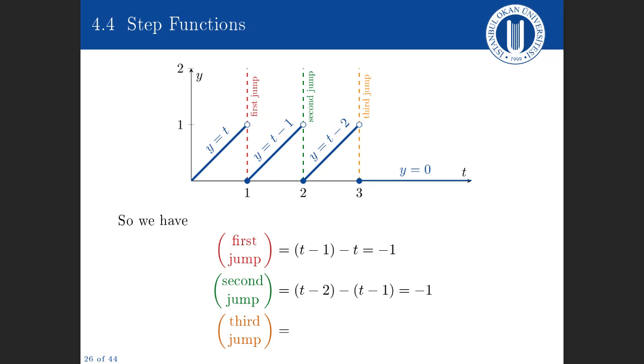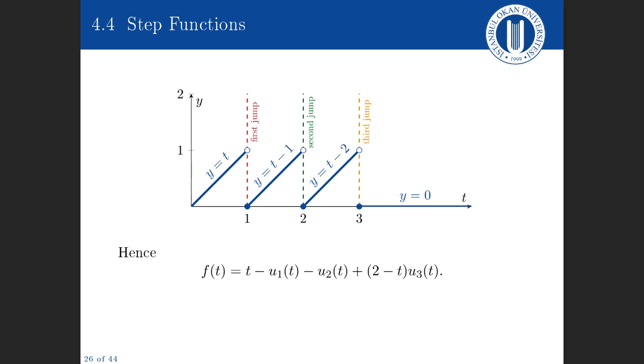Next, look at the third jump. Again, we're going down, but we're not going down to this diagonal function. The function is changing here, so this is not going to be just minus 1. At the third jump, on the right we have 0, and on the left we have t minus 2. So the third jump needs to be 2 minus t. And that's what we need. Therefore, we can write that this function is t minus u1 minus u2 plus (2 minus t) u3.